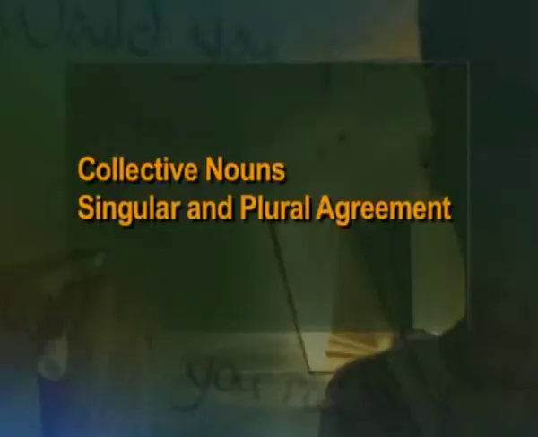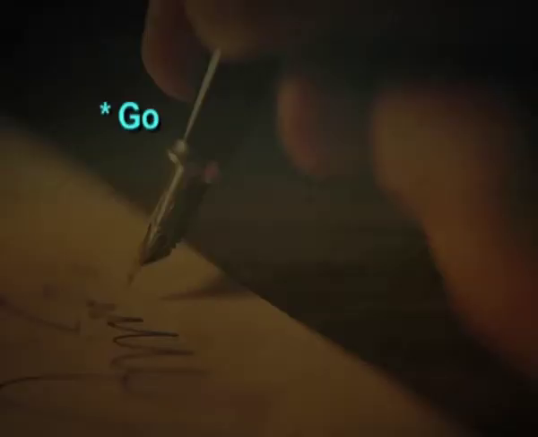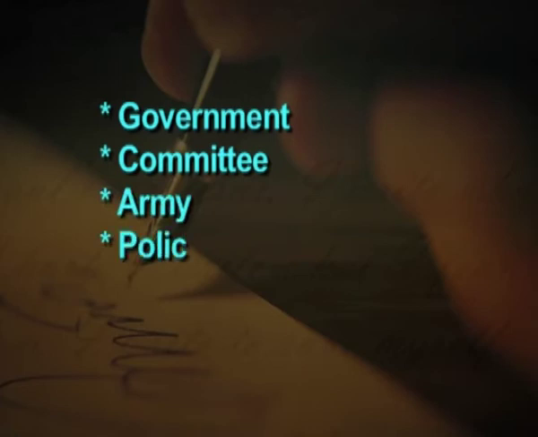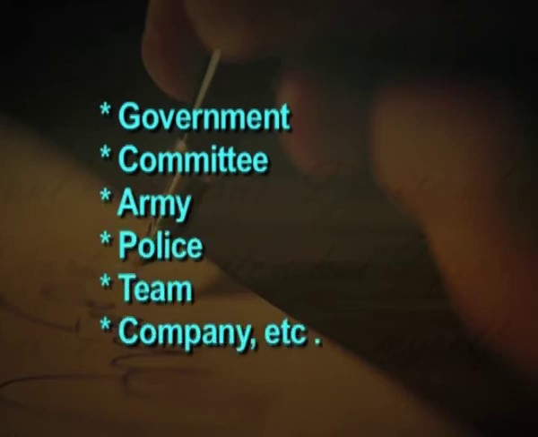Moving on to the differences in grammar and vocabulary. To begin with, collective nouns, singular and plural agreement. In British English, almost all collective nouns such as government, committee, army, police, team, company, etc. are considered to be either singular or plural, whereas in American English, collective nouns are treated as singular only. They are never treated as plural forms.